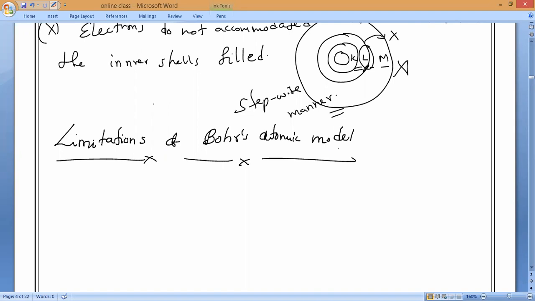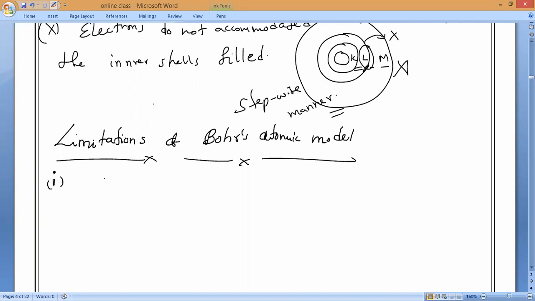But Bohr's model also has some limitations. Let us discuss. He gave a two-dimensional picture, meaning electrons revolving in a circular path, but it has been confirmed that atoms are not two-dimensional. What are atoms, guys? They are three-dimensional, spherical in shape. That is a limitation of Bohr's model.